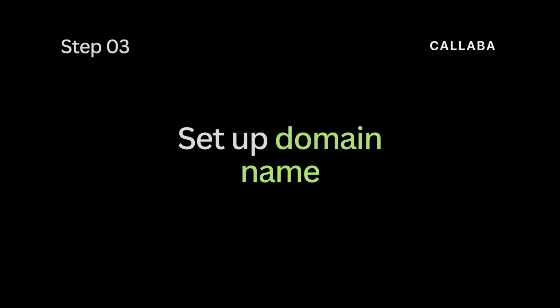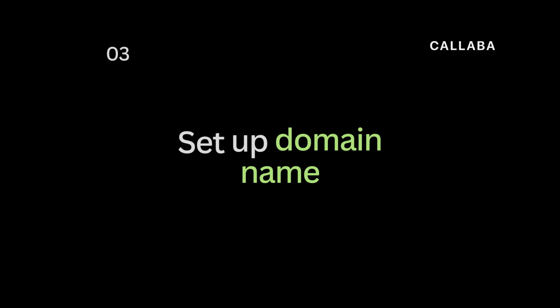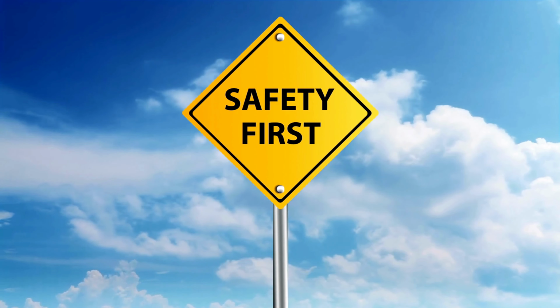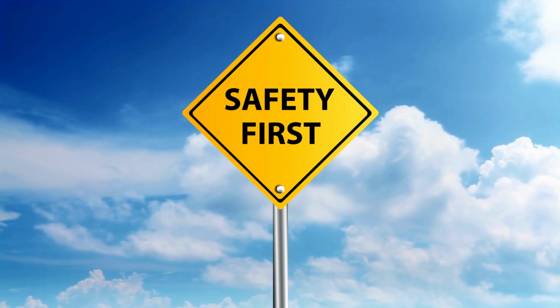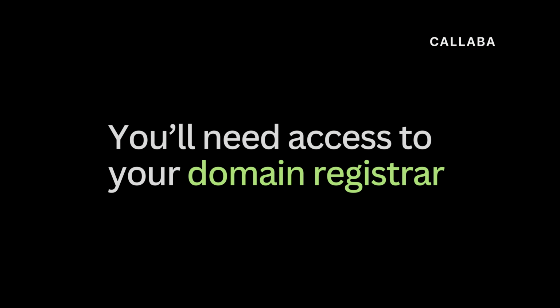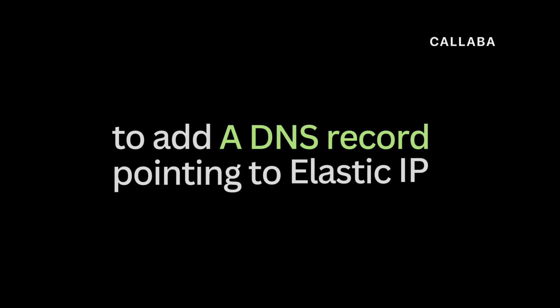Next, we're going to attach the domain name. Domain name and SSL will allow users to view your video player without getting a message about an insecure connection. First, you'll need access to your domain registrar to add a DNS record pointing to Elastic IP.